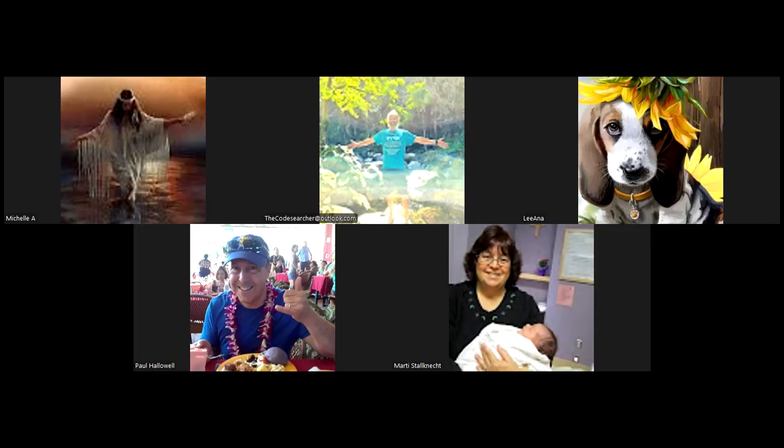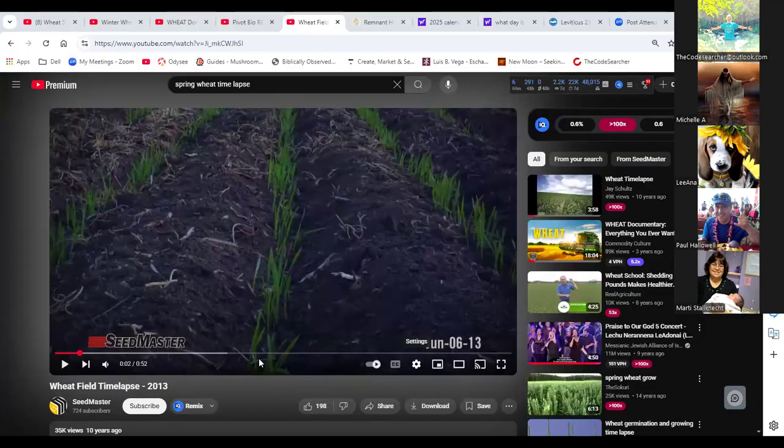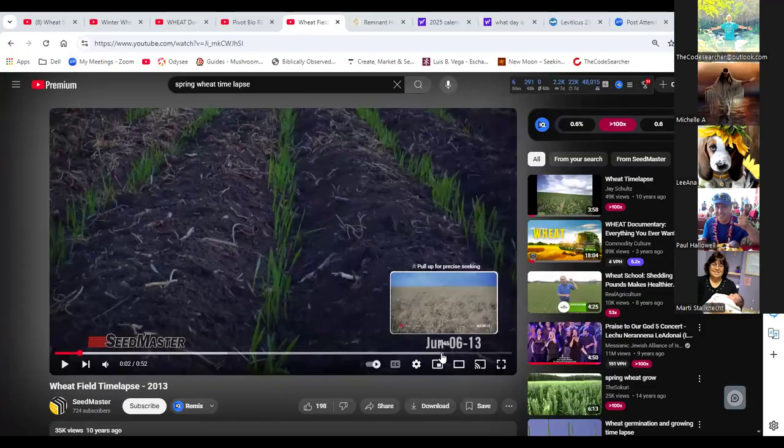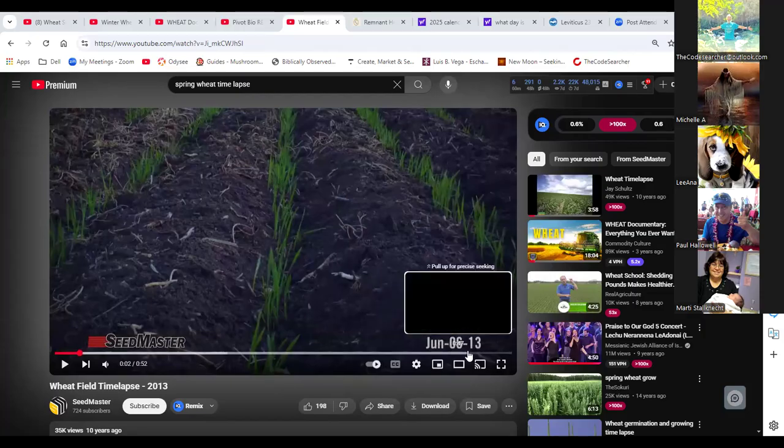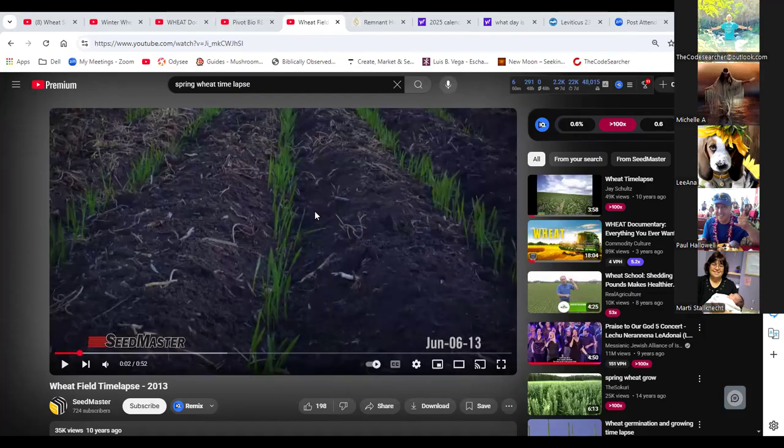Some will say, well, John, it's a spring wheat, and okay, that means we're planting wheat. All right, because I want you to look at this date where this is coming up. This wheat is coming up in early June. That means this wheat was planted in May. Right, this is spring wheat, folks. Can you see that? Spring wheat.